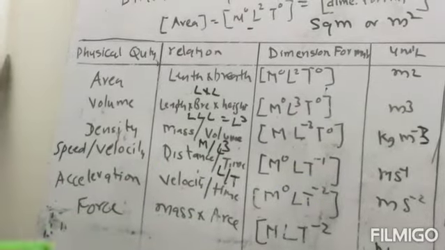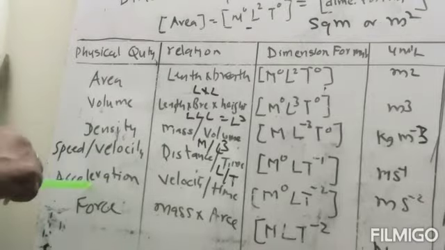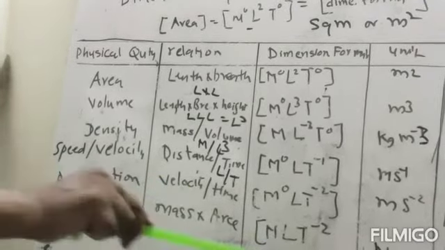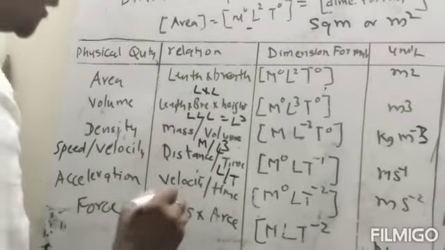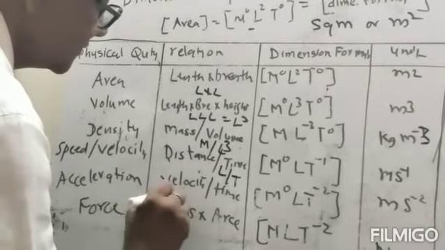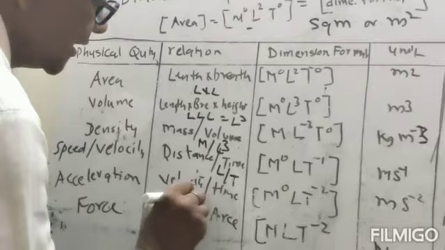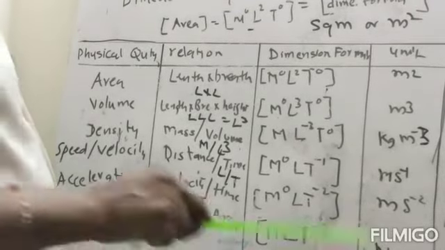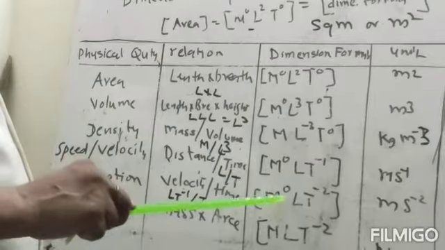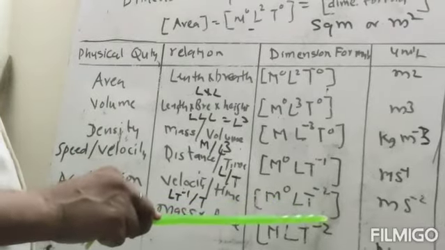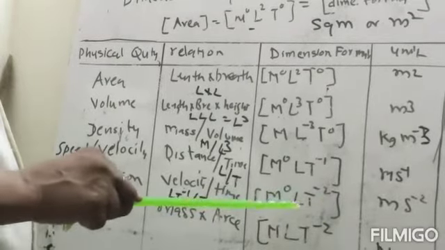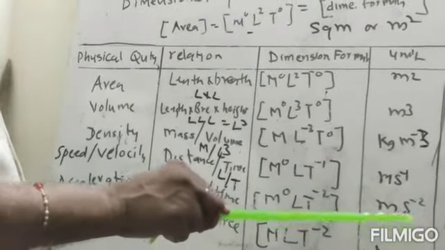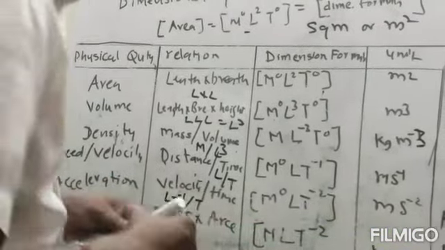Then acceleration. Now what is acceleration? Acceleration is the rate of change of velocity, meaning velocity divided by time. The dimension of velocity is L T minus 1 and we divide by T. So this will be L T minus 2. So the dimension will be M0 L T minus 2. The unit will be meter per second square, or meter into second minus 2.